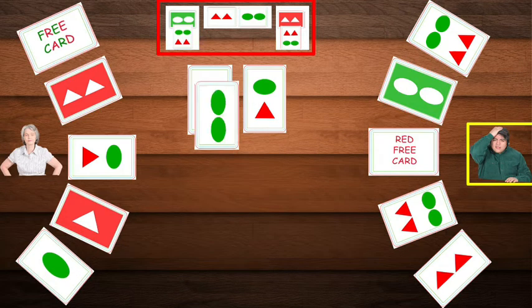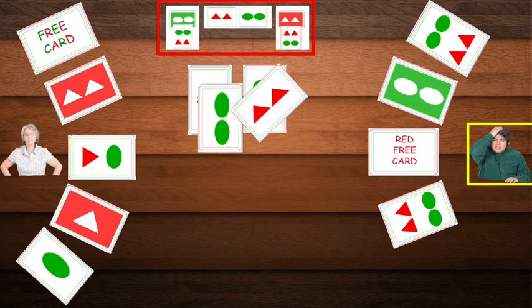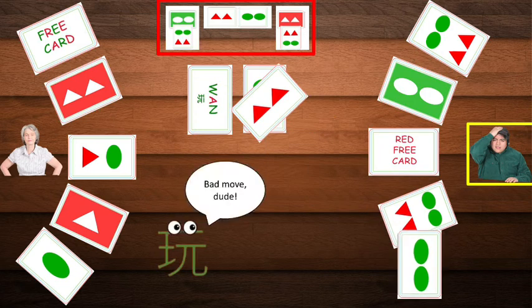He's going to switch out, he drew from the draw pile, right? And he's swapping out that one with this one. Was that a good move, you think? Bad move, dude. That was a bad move. Would you have done that move? No.